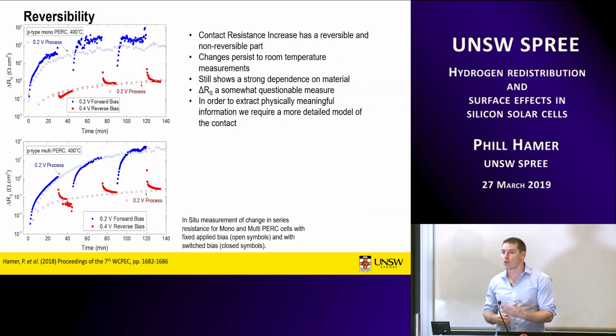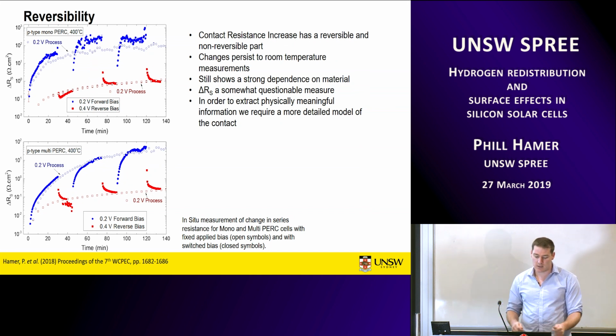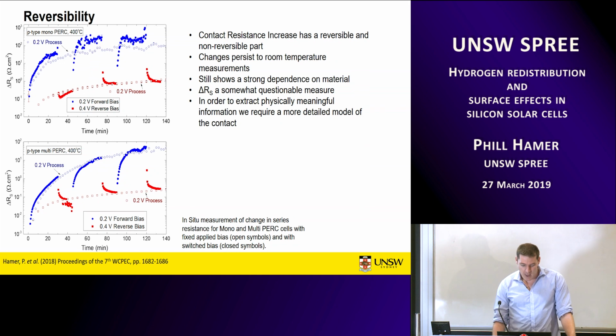We find it's very easy to toggle between these two apparent states, which again gives us an indication that hydrogen or something similar is involved because it is so reversible. We do also see this general increase over time, which indicates that the contacts are either more susceptible to the motion of hydrogen, or there's another effect that's causing a long-term increase in contact resistance.